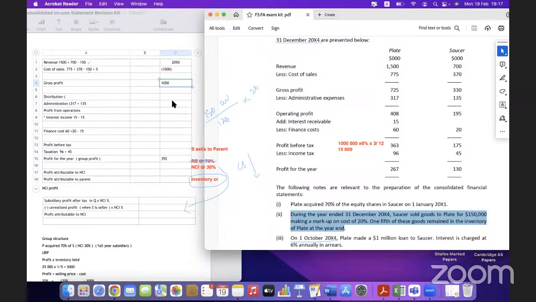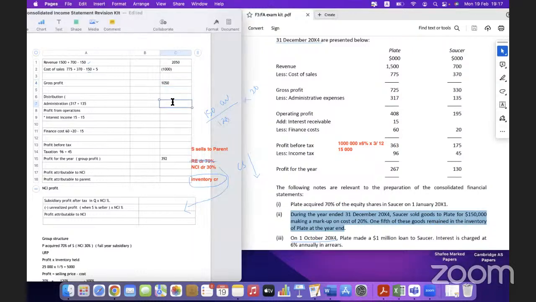Okay. Right. Then, guys, over here, 317 plus 135, 452. Right. This one, guys, 60 plus 20 is 80. 80 minus 15, 65. Right. And over here, guys, now let's do PBT. 1050 minus 452 minus 65, 533.